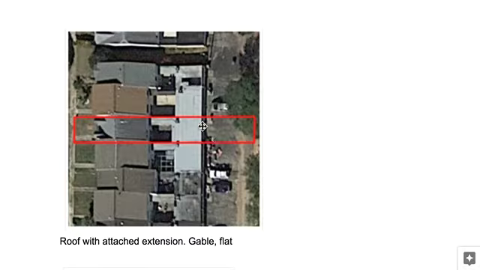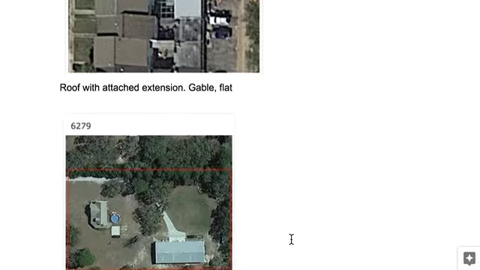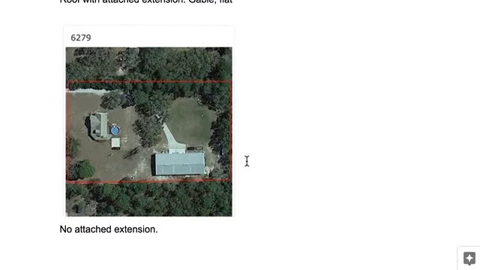In this example, there is also a gap, but the extension is actually connected to the main roof by this narrow strip here. Therefore, it is an attached extension, and the label should be gable and flat. In this one, clearly, the extension structure, which looks like a barn, is separated from the main building. Therefore, ignore this and just look at the main building.